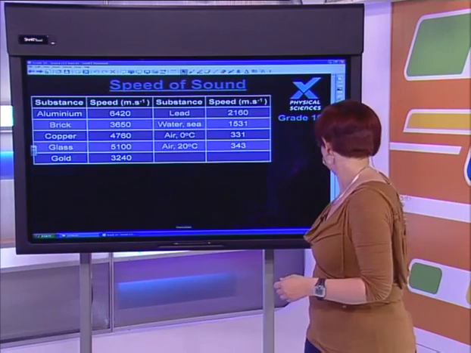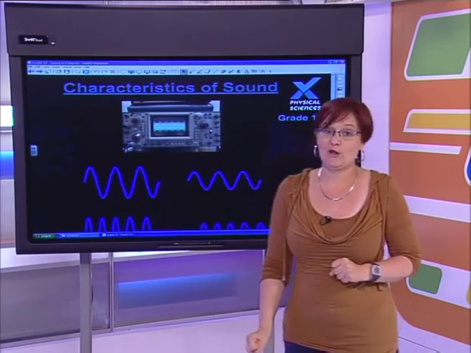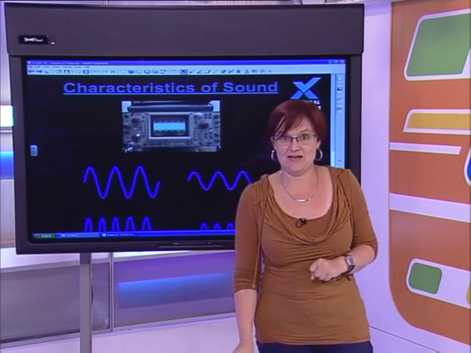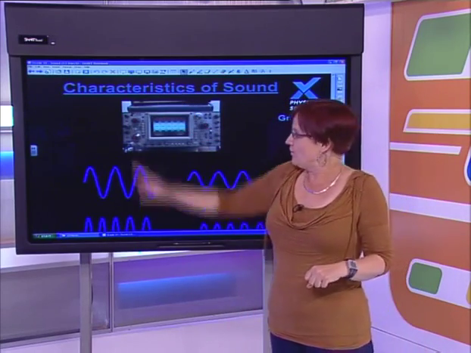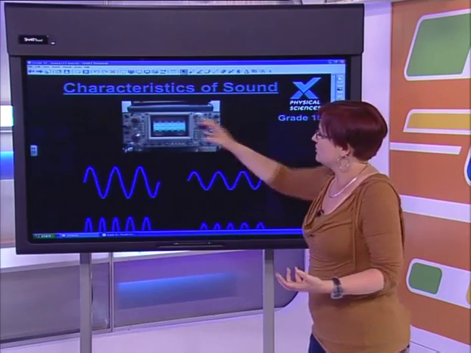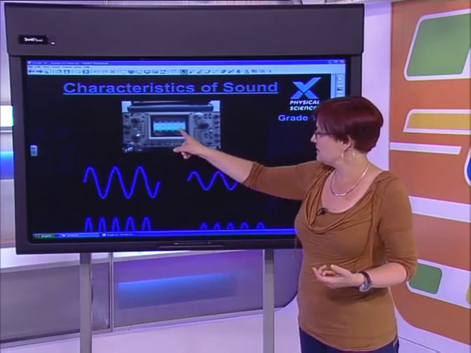Now, we get into the fun part of today. We're going to look at the characteristics of sound, and this is the part I'm really excited about, because when we look at sound, we will use a thing called an oscilloscope, which is what this piece of equipment is.